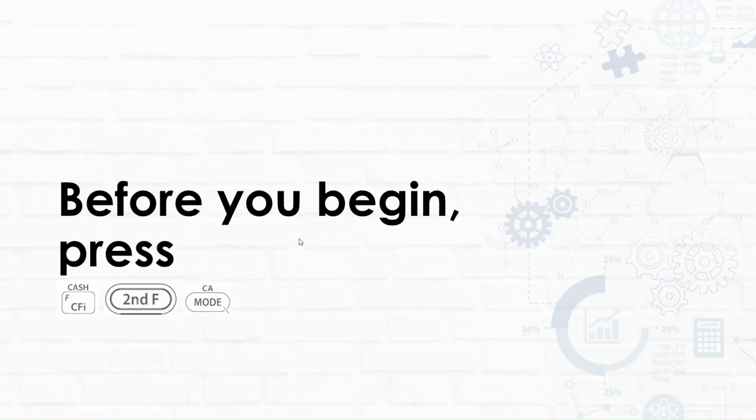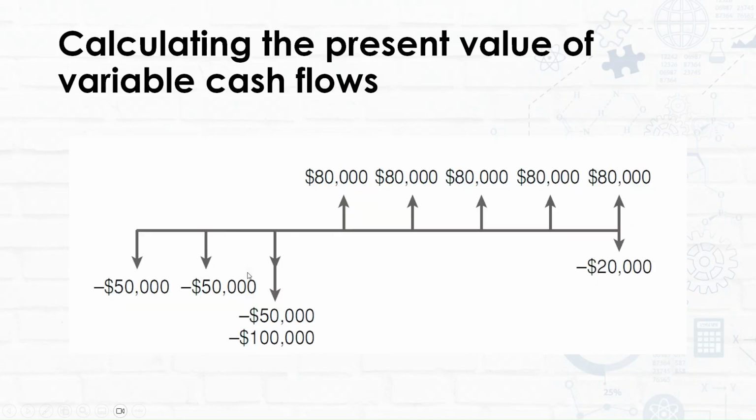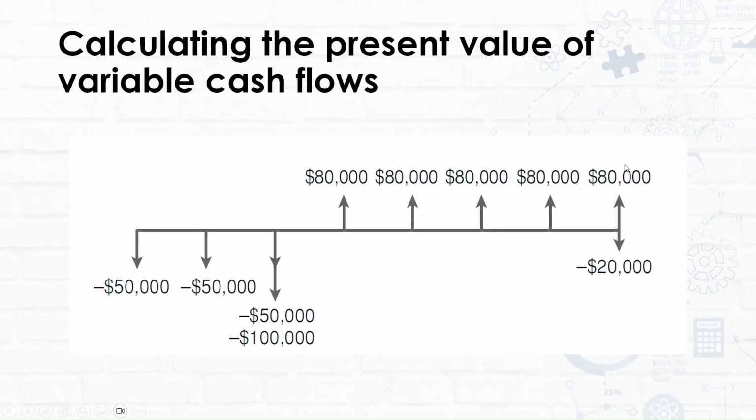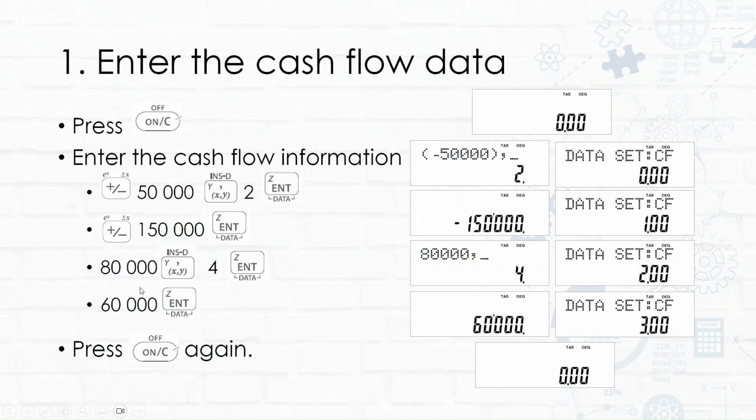Again, before we begin our next example, remember to press cash flow first, and then second function mode to clear all the values inside your cash flow analysis. So here's our second example. There was quite a lot of expenditure before we started seeing some cash flow inwards. So let's input these now into our table. You'll see here that 60,000 is 80,000 minus 20,000. So that's where that last 60,000 comes from.